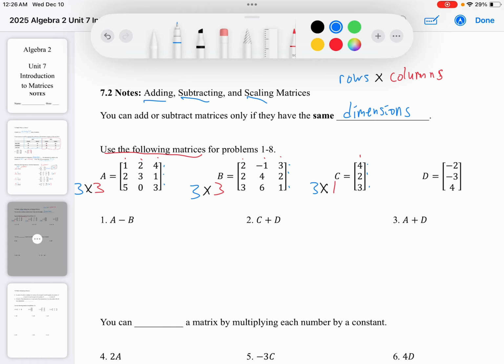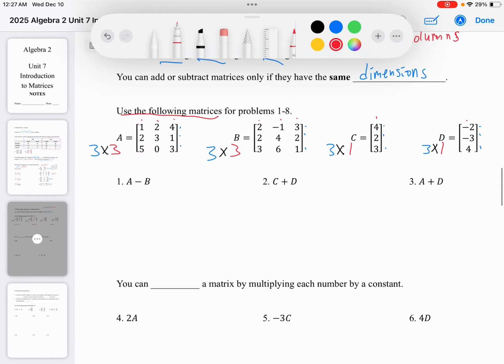And finally, D looks pretty similar to C. We've got 3 rows and just the 1 column, and so that makes it a 3 by 1 matrix. So this is going to help us refer to these matrices and see whether or not we can actually add or subtract them. So for number 1, we should be taking A minus B.